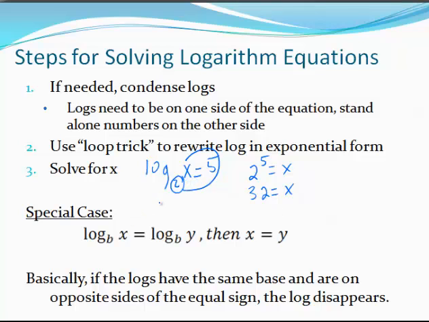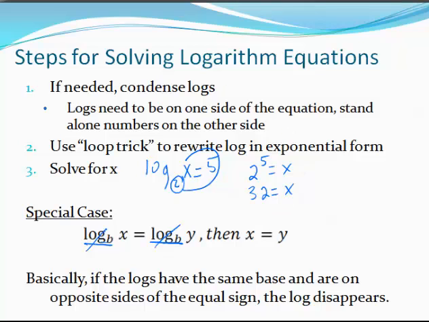Okay, so there is a special case. If we have something like this, log base b of x equals log base b of y. When the bases are the same and a log is equal to a log, the logs go away and we're left with just x equals y. So sometimes this will be a number, sometimes this will be a y. It just depends. But this is the fastest way to solve a logarithm. It happens occasionally, it doesn't always happen. So those are the steps. Make sure you write those down.